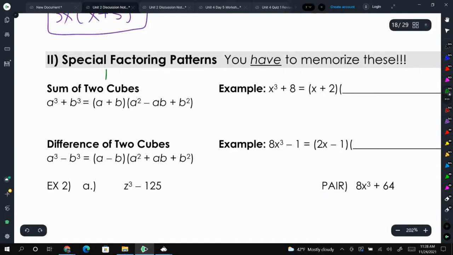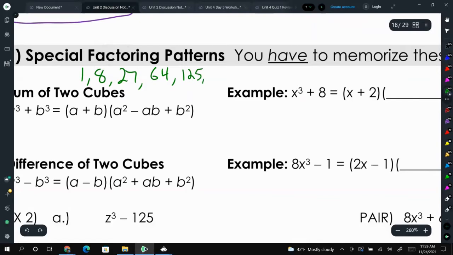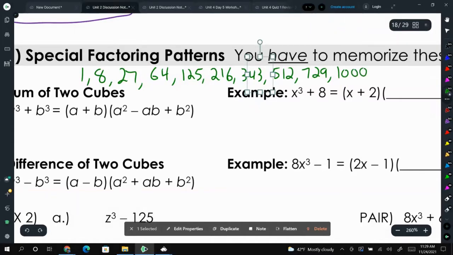So the cube root of 1 is 1. The cube root of 8 is 2. The cube root of 27 is 3. The cube root of 64 is 4. The cube root of 125 is 5. The cube root of 216 is 6. The cube root of 343 is 7. The cube root of 512 is 8. The cube root of 729 is 9. And then last one, the cube root of 1000 is 10.